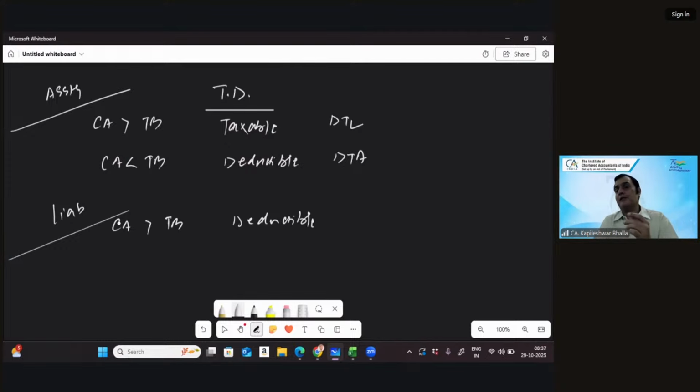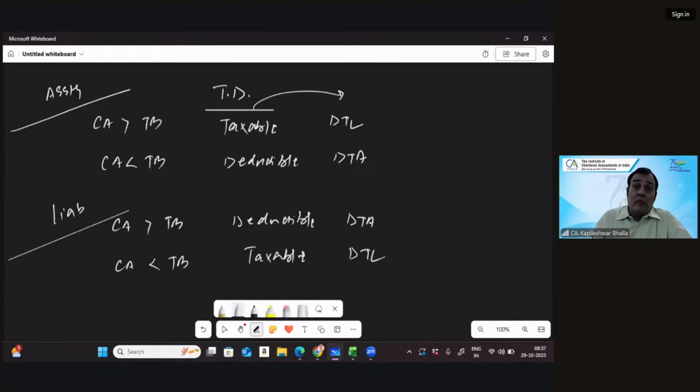And once it becomes deductible in nature, it would give rise to a DTA. And if it is the other way around, the carrying amount is less than the tax base, it becomes a taxable temporary difference, and that becomes a DTL. Needless to mention in this case as well, it is not the difference which is the deferred tax asset or liability; it is the taxable temporary difference which is multiplied with a tax rate, and then you get the DTL or the DTA.